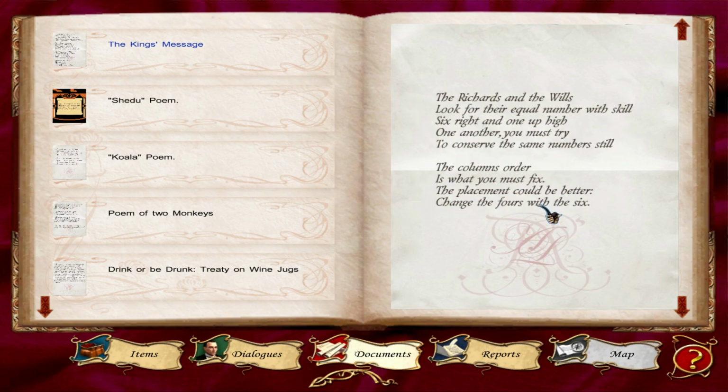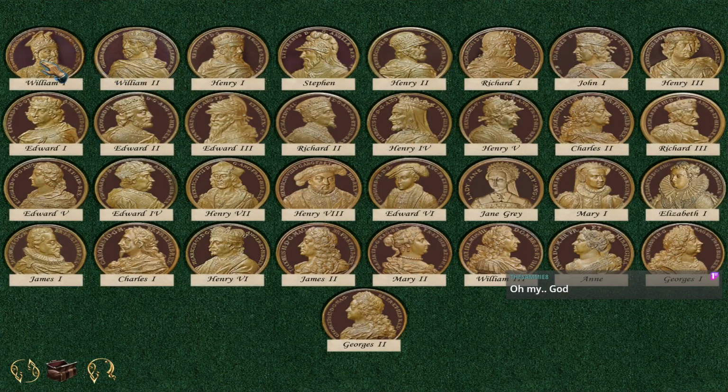The Richards and the Wills. All right, so the Richards and the Wills. Look for their equal number with skill. 6 right and 1 up high. One another you must try to conserve the same number still. All right, the Richards and the Wills. Are we counting the number of Richards?